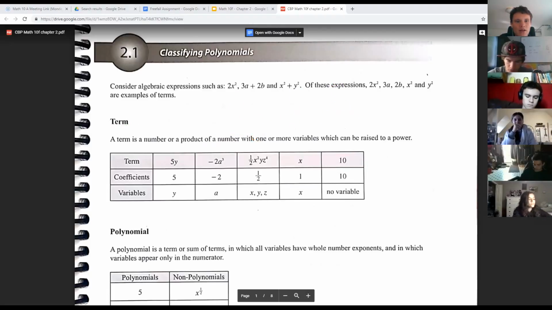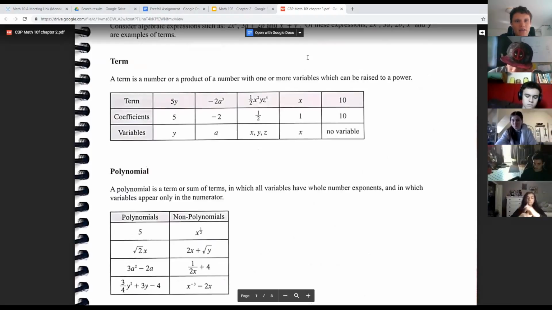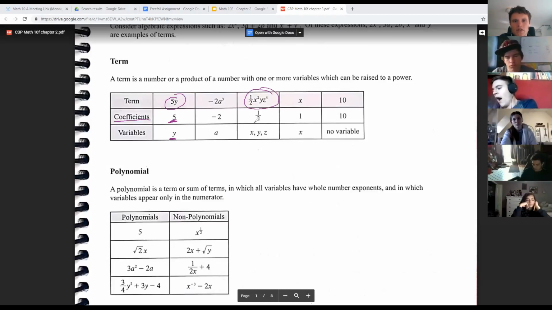Okay. We have some examples here. So we're saying that 5y is a term. The coefficient of it is this 5, right? So the number in front of the variable is called the coefficient. In this case, it's 5. And the variable is y. This one here is a term. The coefficient is 1/2. That's the number out front. And then the variables are x, y, and z. And then, of course, this 10 is a term. The coefficient is 10, and there is no variable. We sometimes call this a constant, because it does not vary. It has no variable.